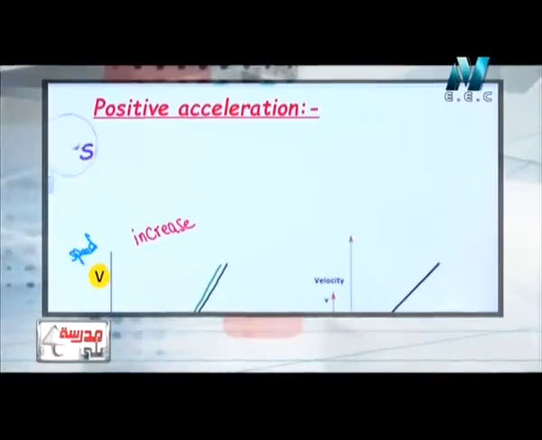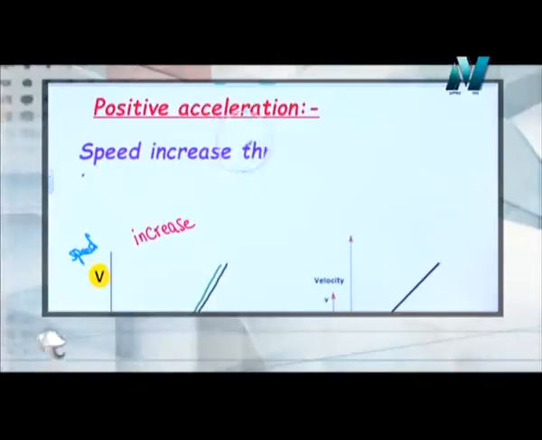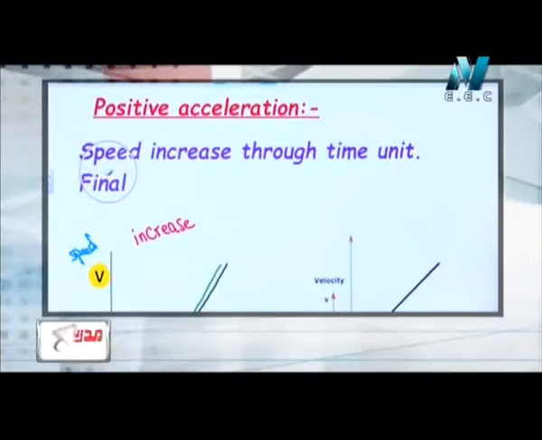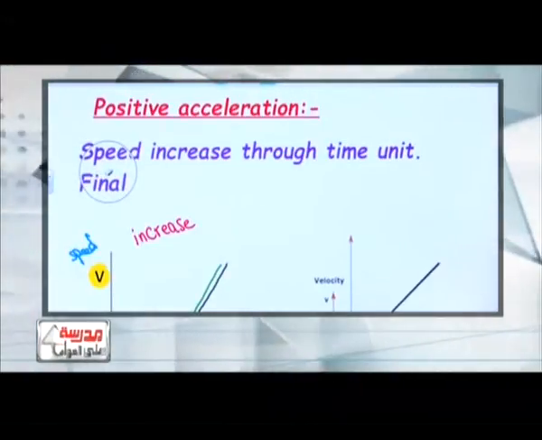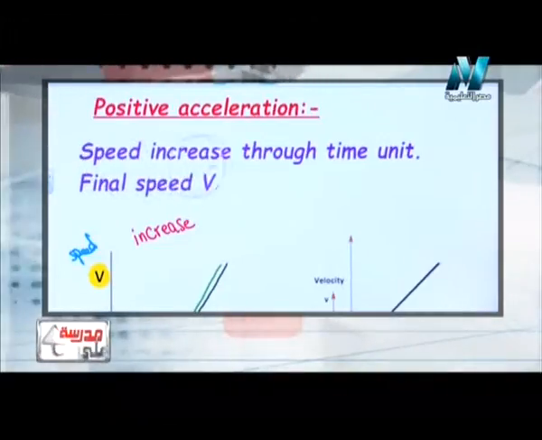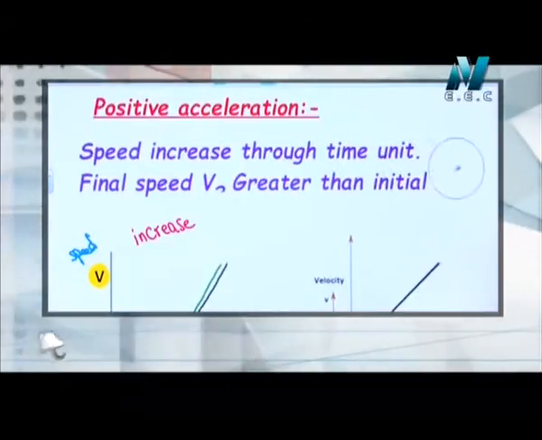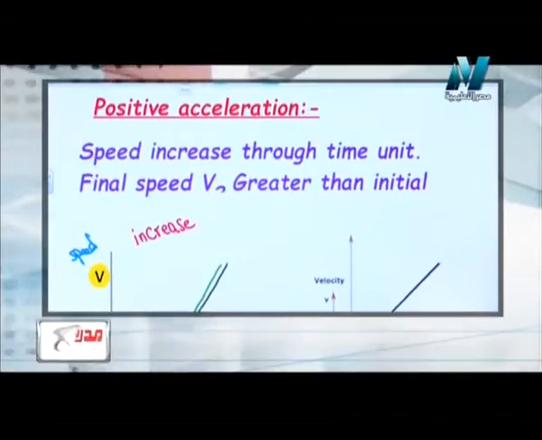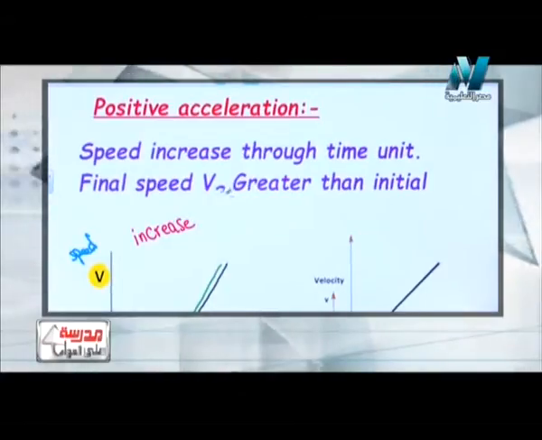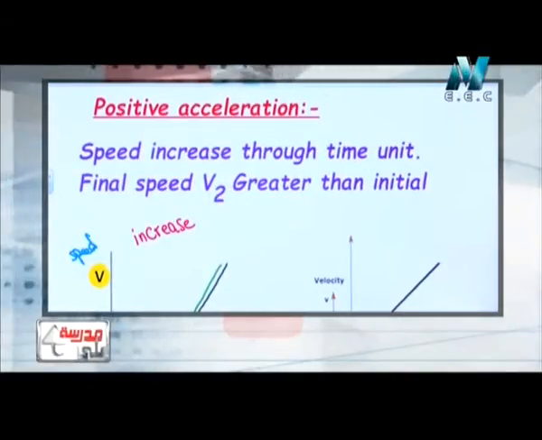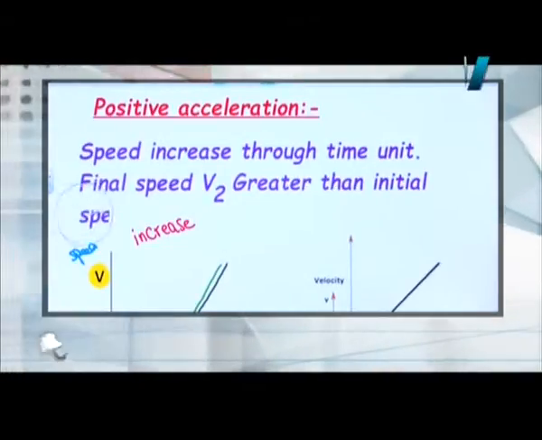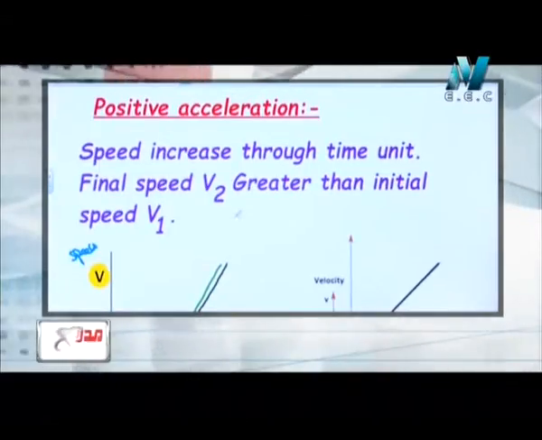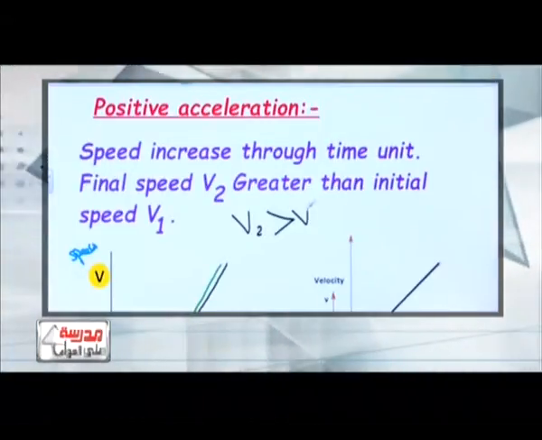As a definition, we talk about speed that increases through time unit, meaning the speed increases over time. So here we have another concept to describe positive acceleration: final speed greater than initial speed. We have two speeds for any object, the initial speed and the final speed. So we have V2 as final speed and V1 as initial speed. In this case, we should know V2 is greater than V1.